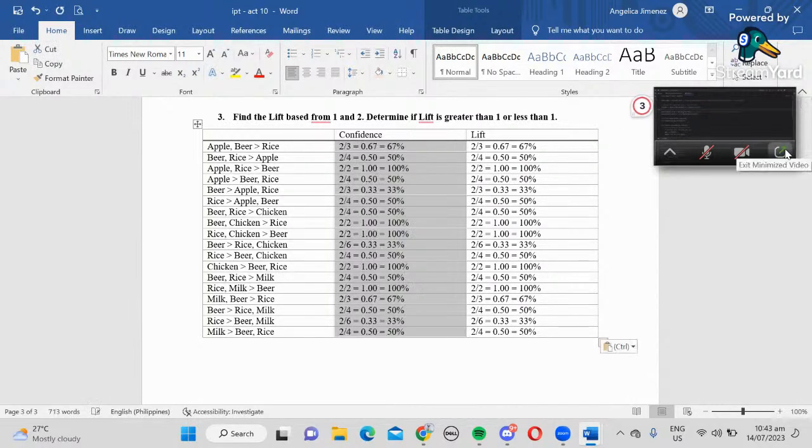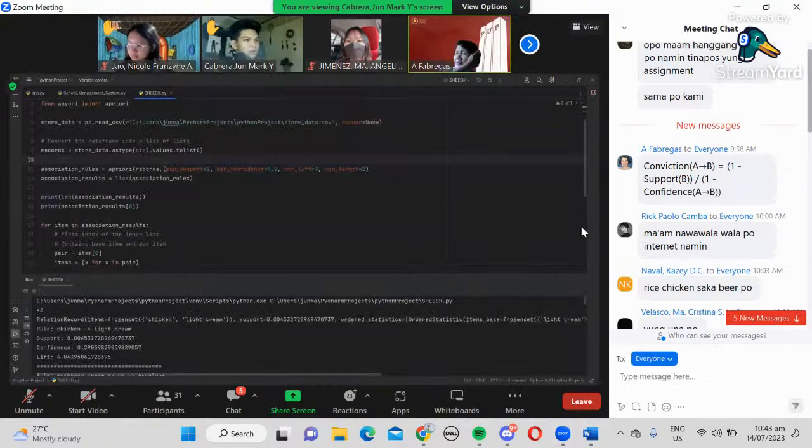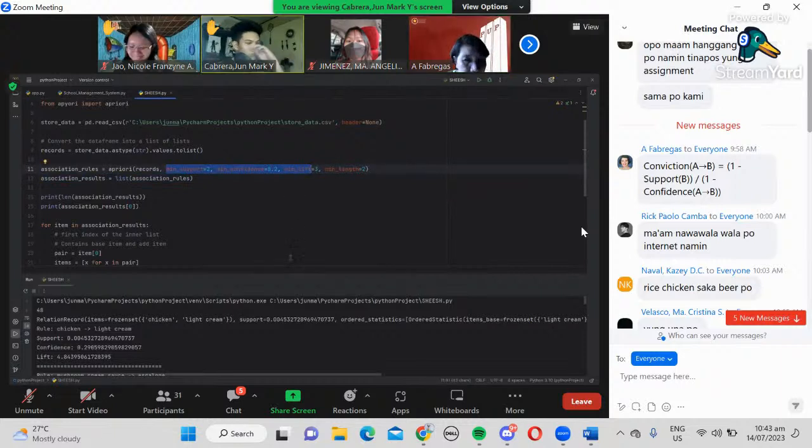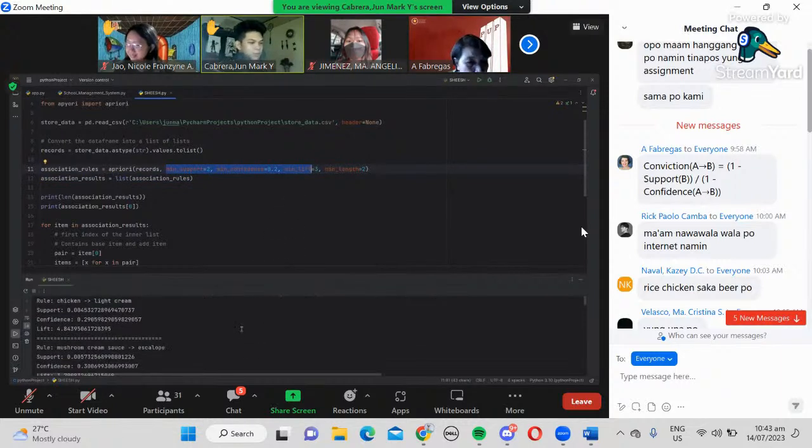Meron ka ditong, kasi may tatawagin pa tayo na library, no? Para makita natin yung lift, conviction, and so on and so forth. Yes po, ma'am. Meron kang lift, pero wala pa pong conviction. Kumuha po ako ng confidence at lift. Okay, no problem.